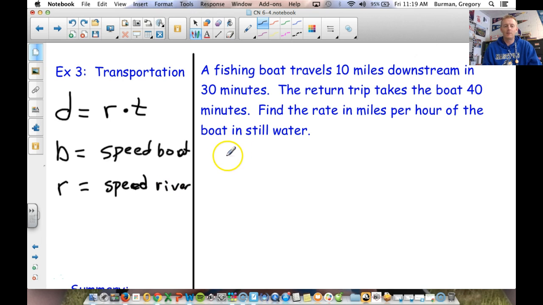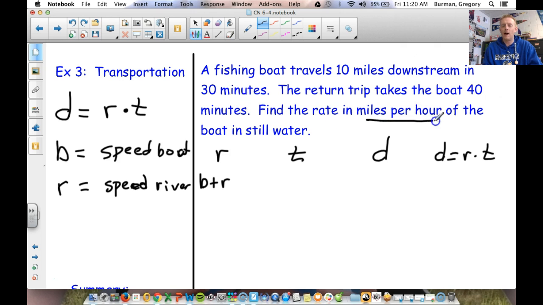So I'm going to make a really quick little chart here. My rate, my time, my distance, with D equals rate times time. And we're just going to fill this out. My rate for going down the river is going to be using the river's current, so that's going to be the speed of the boat plus the speed of the river. The time is 30 minutes. Now, because it says miles per hour, we're going to give that a decimal version of how many minutes there are in an hour. So that's going to be 0.5 hours.